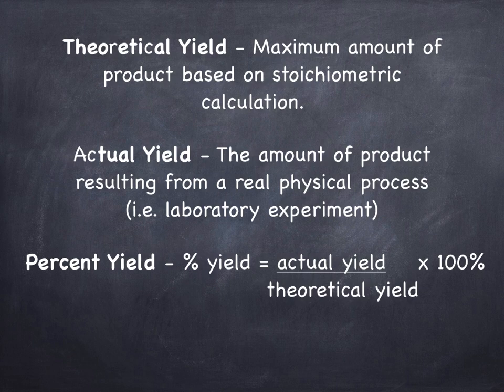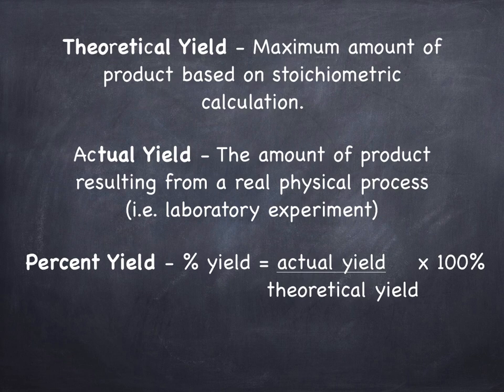There are a lot of errors that can lead to you not getting 100% yield on a reaction. Some of them are just inherent in the chemical process. Reactions don't go to 100%. There could be impurities, right? But your actual yield should generally be less than your theoretical yield.